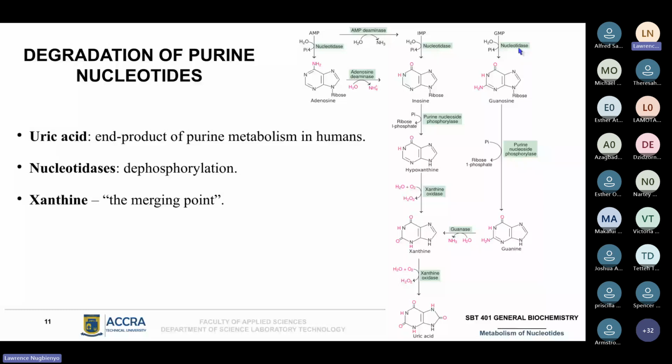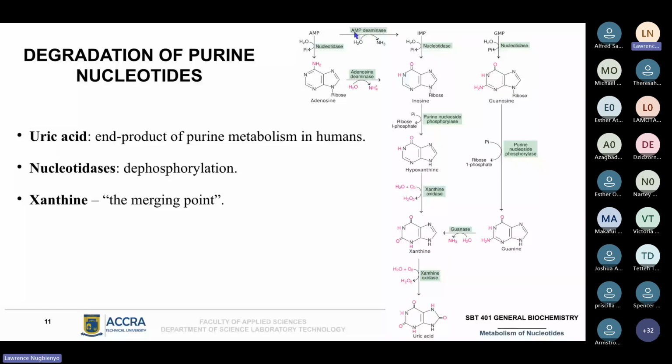Then we have deamination, from either adenosine monophosphate or just adenosine. The enzymes catalyzing those reactions are deaminases. If it is from adenosine, it is adenosine deaminase. If it is from adenosine monophosphate, then it is adenosine monophosphate deaminase.